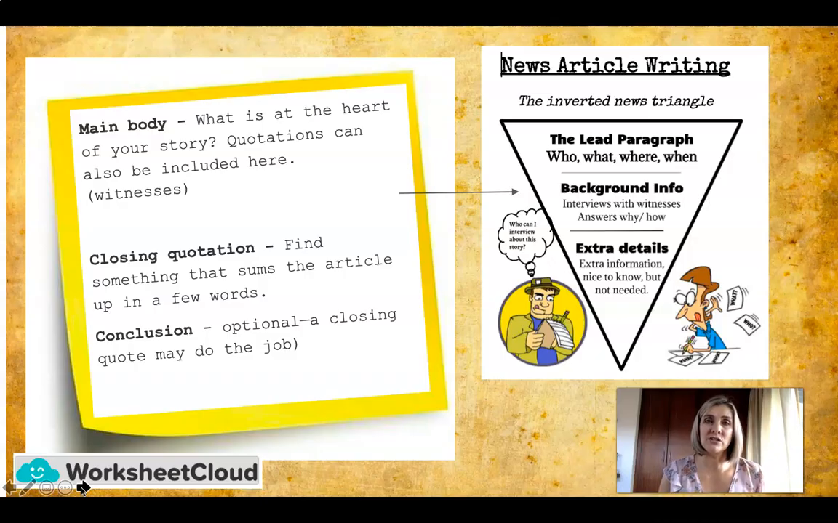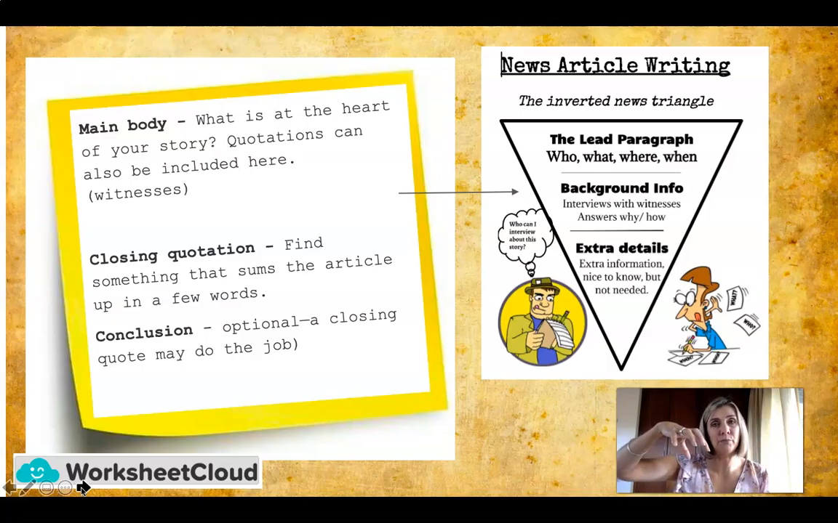So that's where quotations can come in as well, because we want to have witnesses who are part of the story. And that's sort of your meat. If you think of a hamburger, the main body is the burger part, the actual patty. And then your closing quotation or the conclusion, that's where you can have another quote if you want to, or it just is something that sums up the rest of the article in one go.